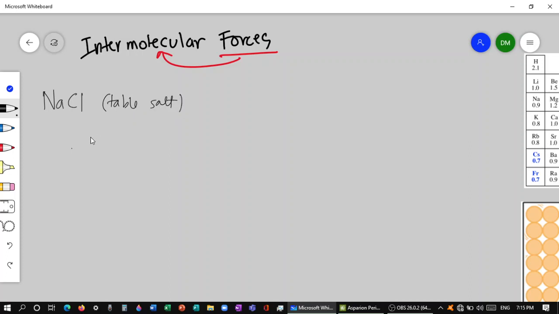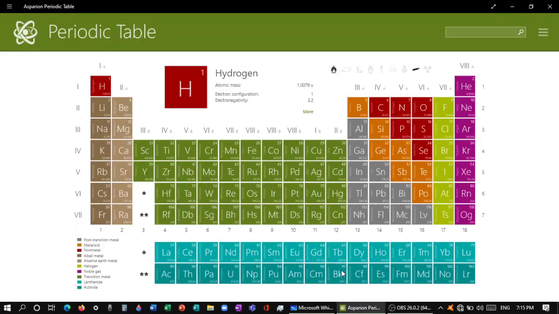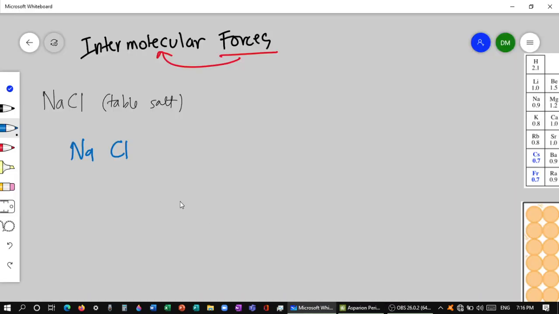NaCl, or table salt, is made up of two elements: Na and then Cl. If we check the table of elements, Na is a metal and Cl is a non-metal. So this one is a metal and a non-metal. Therefore this is an ionic bond, and in ionic bonding there is a transfer of electrons. Sodium will donate an electron to Cl. After the transfer of electrons, Cl becomes negative and sodium becomes positive.